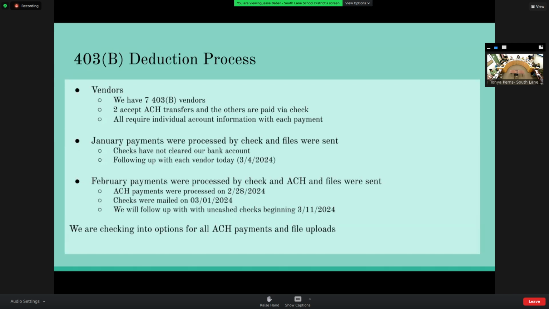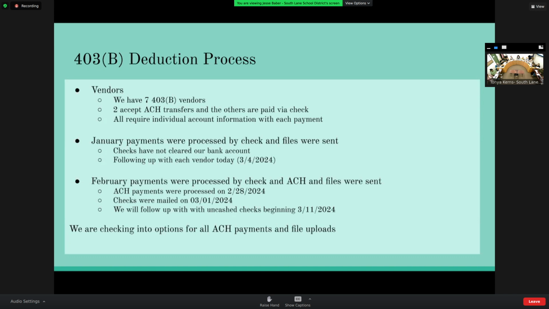We did discover that the checks have not cleared our bank account. We are following up with each vendor today. Only one of those vendors reached out and let us know why they hadn't cashed the check, and they just hadn't cashed the check.